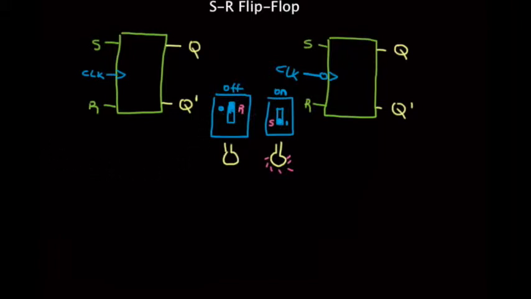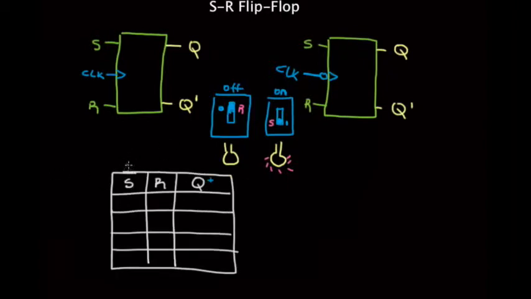So let's try making a table out of this. We have our S, we have our R, and we have our next state, because we want to know what's going to happen next. And between S and R we have 4 combinations, which are 00, 01, 10, and 11, and I want to know what's going to happen next.